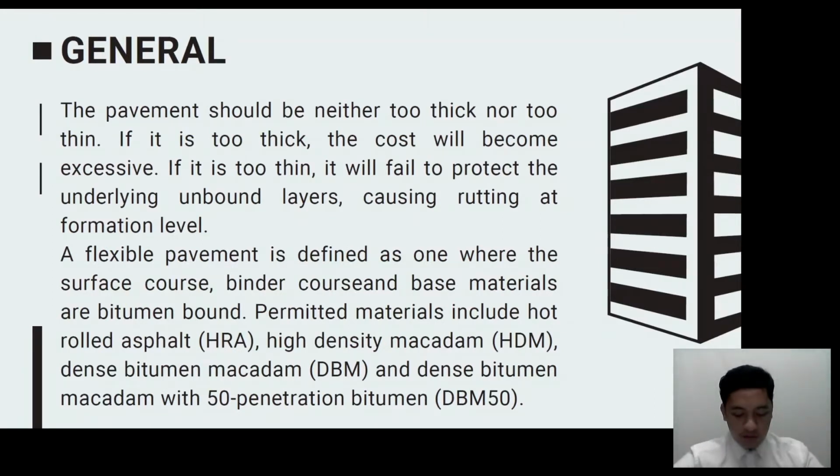Flexible pavement is defined as one where the surface course, binder course and base materials are bitumen bound. Permitted materials include hot rolled asphalt or HRA, high density macadam known as HDM, dense bitumen macadam known as DBM, and dense bitumen macadam with 50 penetration bitumen known as DBM 50.